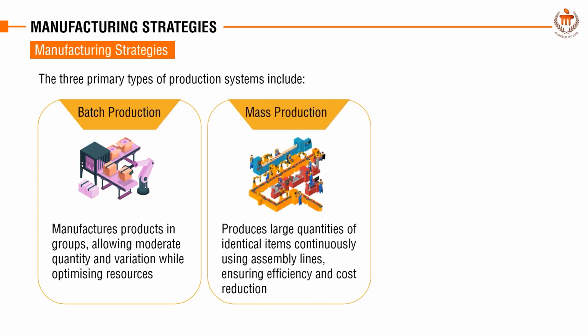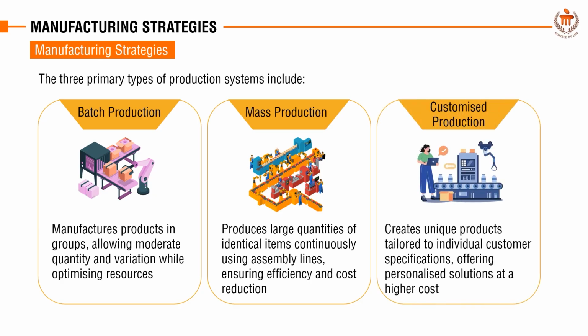Second is mass production. Mass production is characterized by continuous manufacturing of large quantities of identical products, typically using assembly line techniques. This method focuses on efficiency, consistency, and cost reduction, making it ideal for high demand items. For instance, automobile manufacturers employ mass production to assemble thousands of vehicles each day, enabling them to benefit from economies of scale while meeting consumer demand.